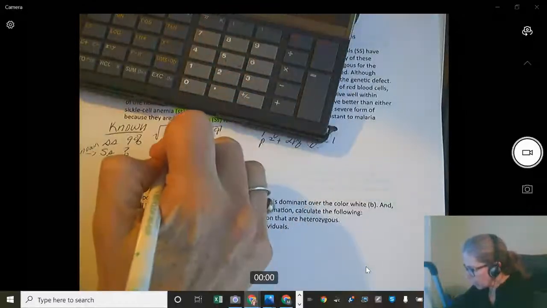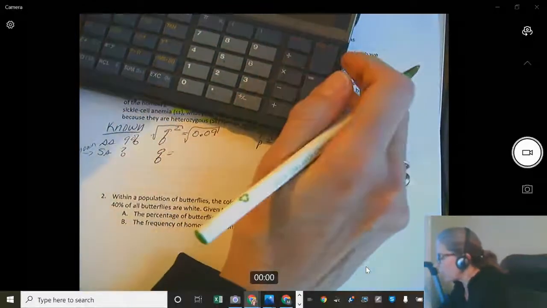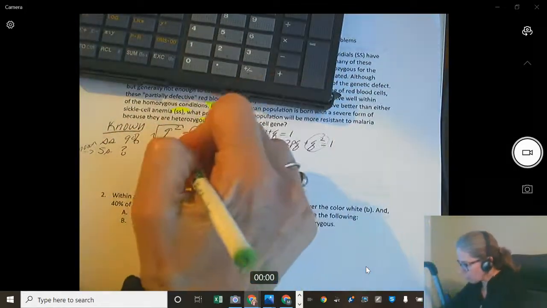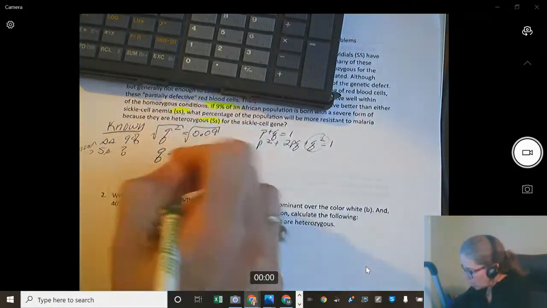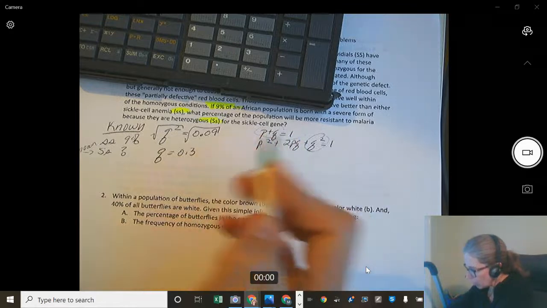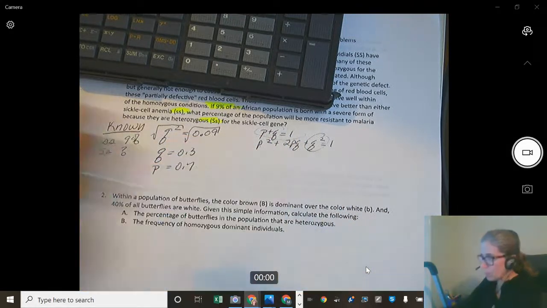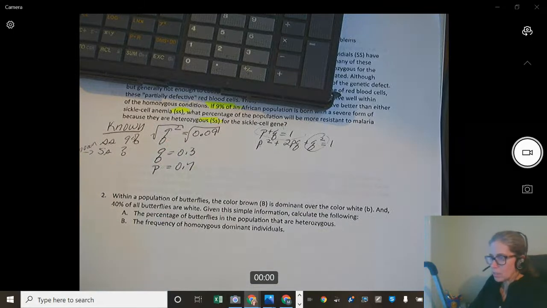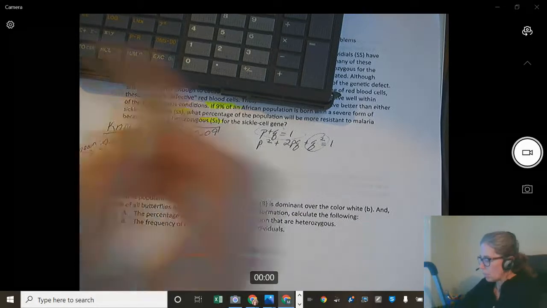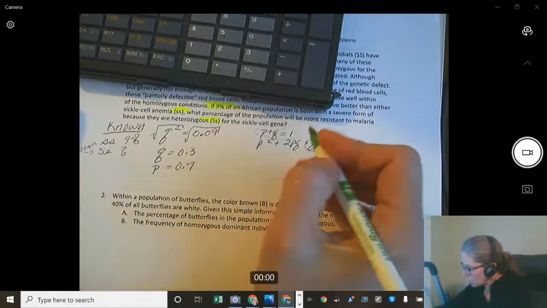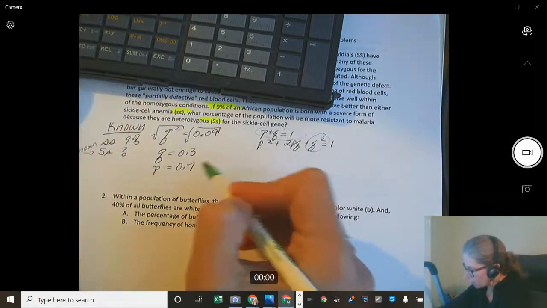So that means I'll get Q. Q equals the square root of 0.09, which is 0.3. And now I can use this formula to figure out P. So P plus Q is 1, which means P is 0.7 in this case. And so now I know what P and Q are.